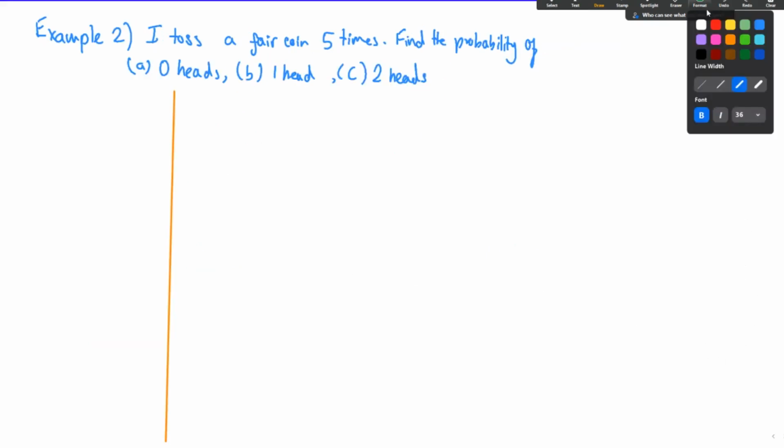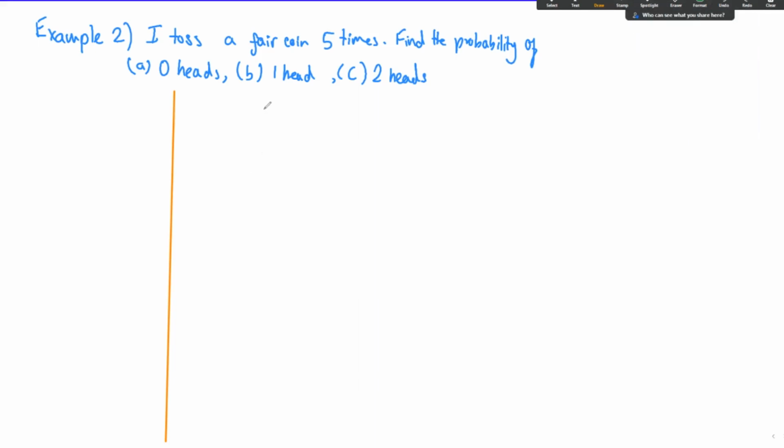Okay, so let's do this other example, which will actually tie in to the main thing we're going to be learning about. So it says, I toss a fair coin 5 times, find the probability of 0 heads, 1 head, and 2 heads. So let's start at A with 0 heads.